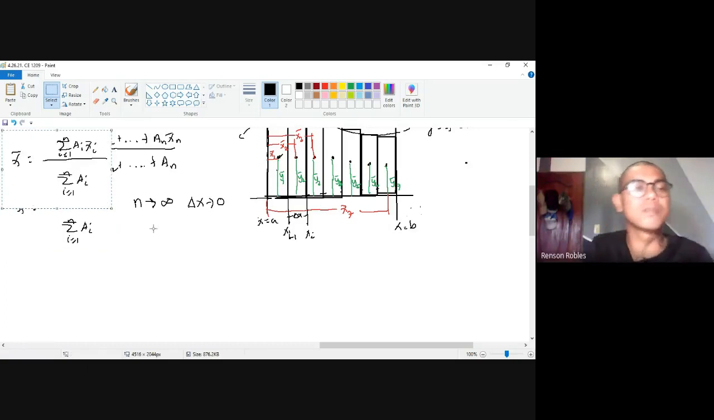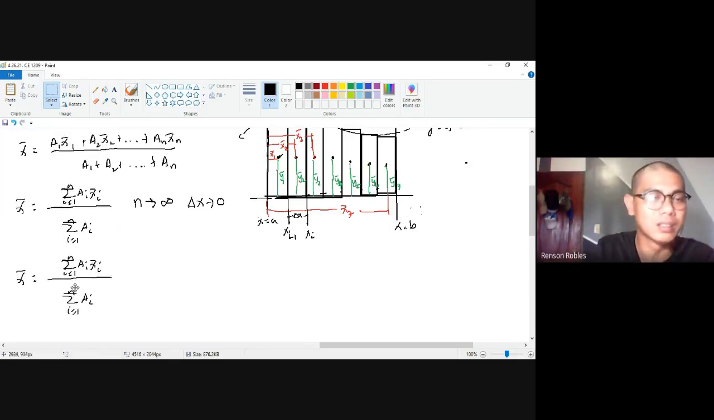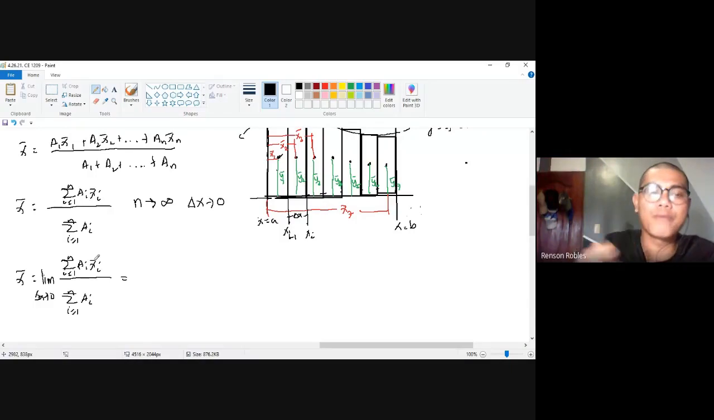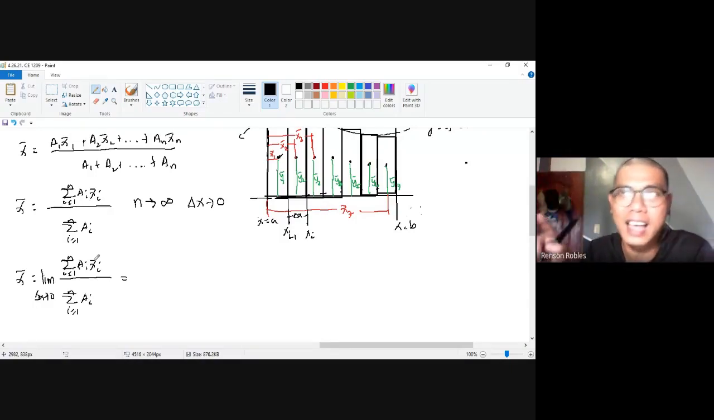Kasi delta x cannot be 0. Anong gagawin natin? We're going to take the limit as delta x approaches 0. Okay? Sir, wala naman dyan delta x eh. Bakit magde-delta x approaches 0? Because of this A. How do we write that A? Di ba? We write this A as f of xi delta I of x, right? Tama?